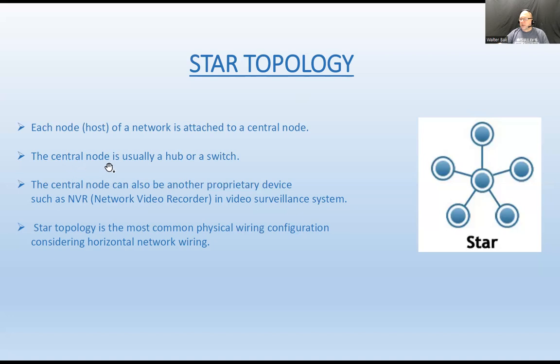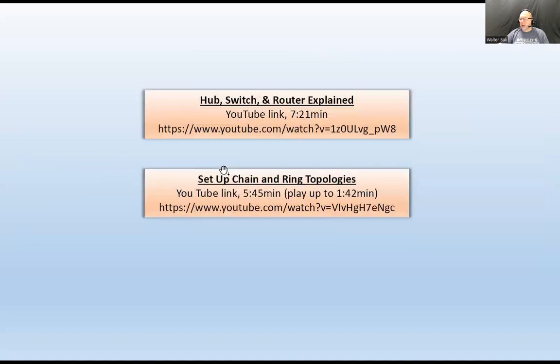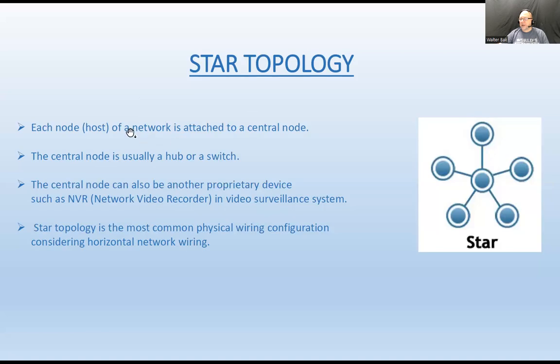The central node is usually a hub or a switch. Oh, well, you know what? Here it is. The central node can also be another proprietary device. It doesn't have to be a hub or a switch. For example, an NVR. NVR stands for Network Video Recorder, or sometimes they're referred to as DVRs, which would be a digital video recorder. And it has to do with the security cameras, the video surveillance system.